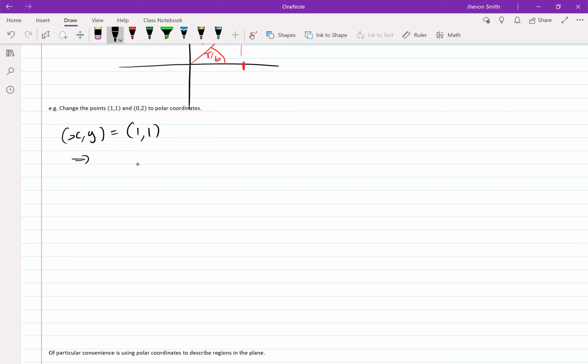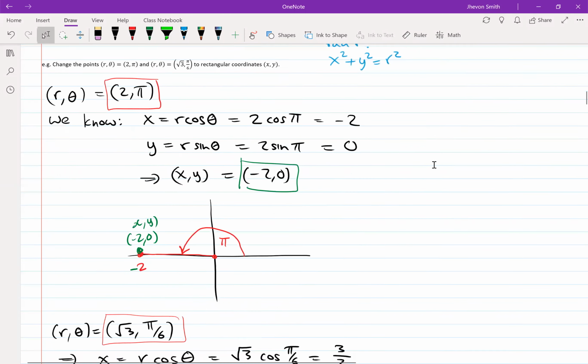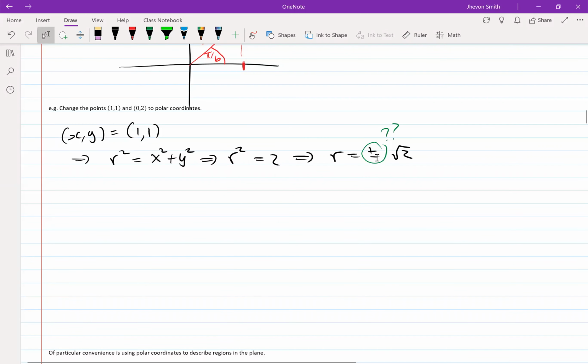So if my xy is 1 comma 1, then I know that r squared is going to be equal to x squared plus y squared. This means that your r squared is going to be 2. This means your r is plus or minus radical 2. Now, whether to take the plus or minus, we can actually take either. We just need to make sure that the angle corresponds to the value of the r that we want. So don't worry about should I take the plus. You can take the plus just because, but it's not completely necessary.